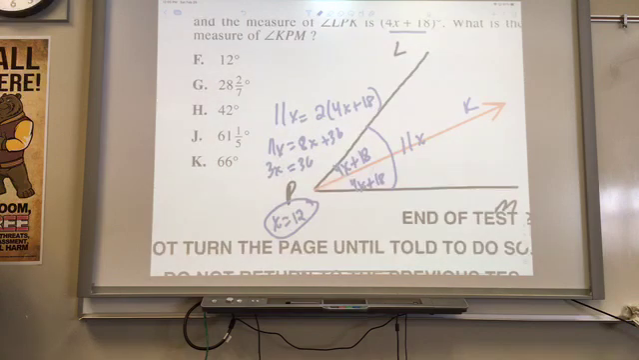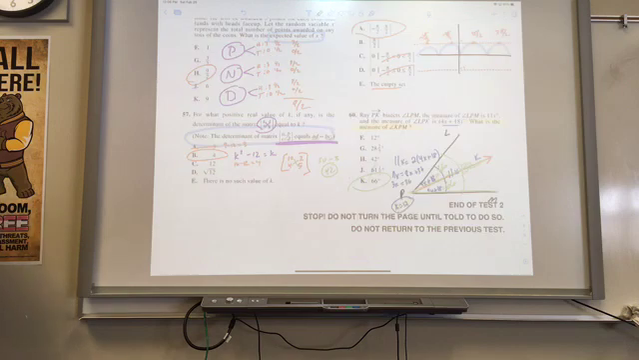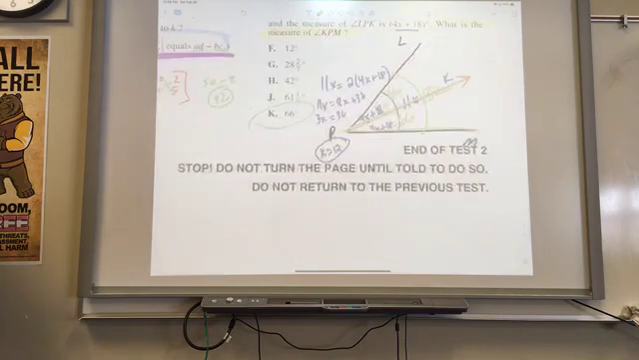And then what do I do, guys? I go, whoo, I'm done. No, I don't, because this is question 60. I got to go back and read what it wants. What is the measure of? Oh, crap. X is 12, right? Now look, if x is 12, what's the whole big angle? 132. What's this angle? 66. What's this angle? 66. KPM. 66. Let's go.